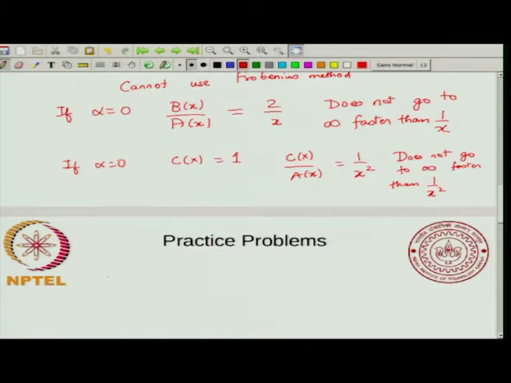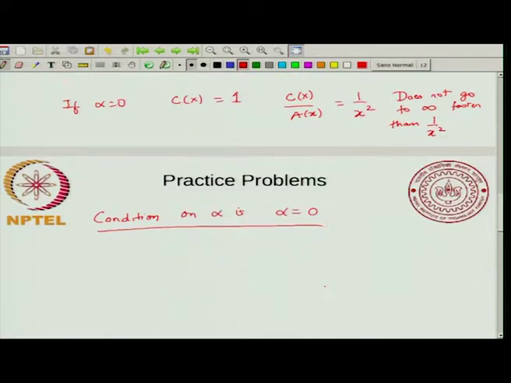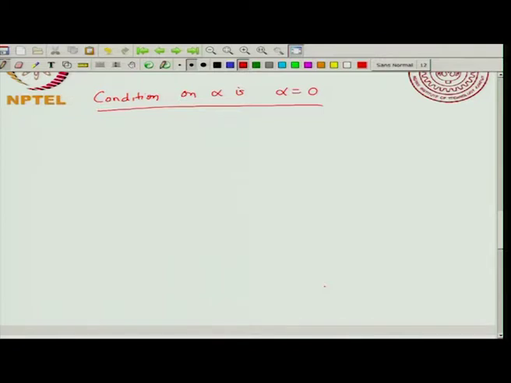So, okay, so the condition on alpha is alpha equal to 0. So, if you want to use the Frobenius method, then alpha has to be equal to 0. So, if alpha equal to 0, Frobenius method can be used. Okay. So, this was the first problem.